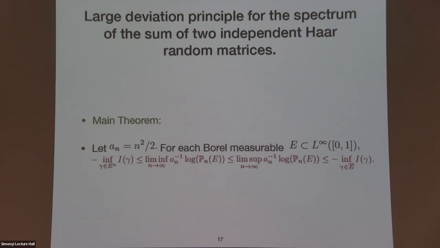Yeah. So this is our main theorem. Let a n be n squared by 2. For every Borel measurable e containing L infinity 0, 1, the negative infimum over the interior of e of I gamma is less or equal to the lim inf as n tends to infinity of a n inverse log p n of e, which is less or equal to lim sup n tends to infinity a n inverse log p n of e, which is less or equal to negative infimum as gamma belongs to the closure of e of I gamma. This is the usual form of a large deviation principle.